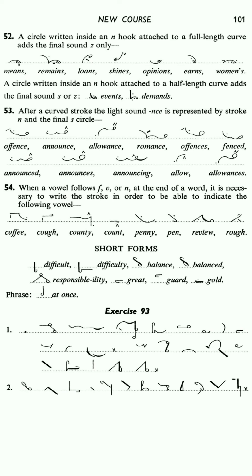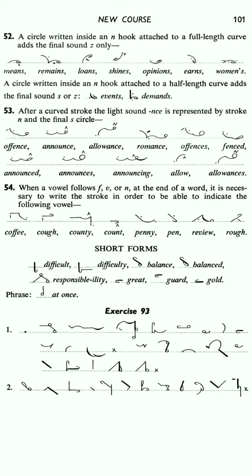These are the short forms. D with F hook through the line for difficult. D with F hook with K stroke through the line for difficulty. Balance. B with L hook with NS circle above the line for balance. Same outline above the line with ST loop instead of NS circle. NST loop is used here for balanced.